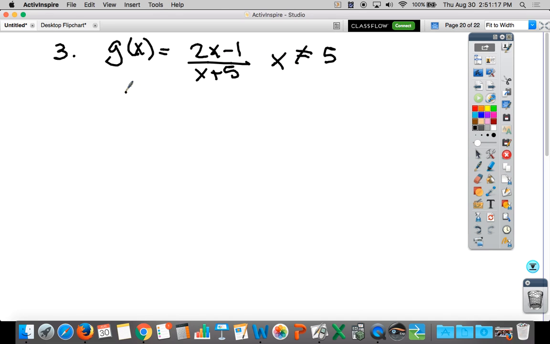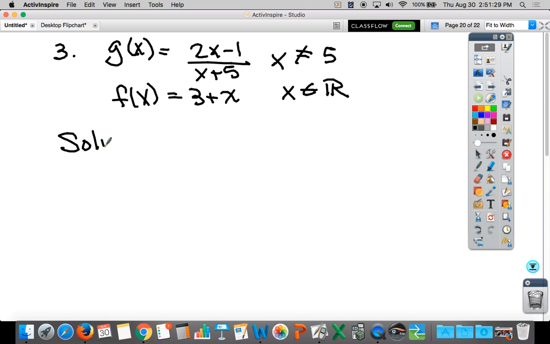All right, f of x is 3 plus x, and its domain is x is a set of all real numbers. That's not on there, but that should have been probably. All right, they want us to solve. Not rearrange, not substitute. It says solve gf equals x.